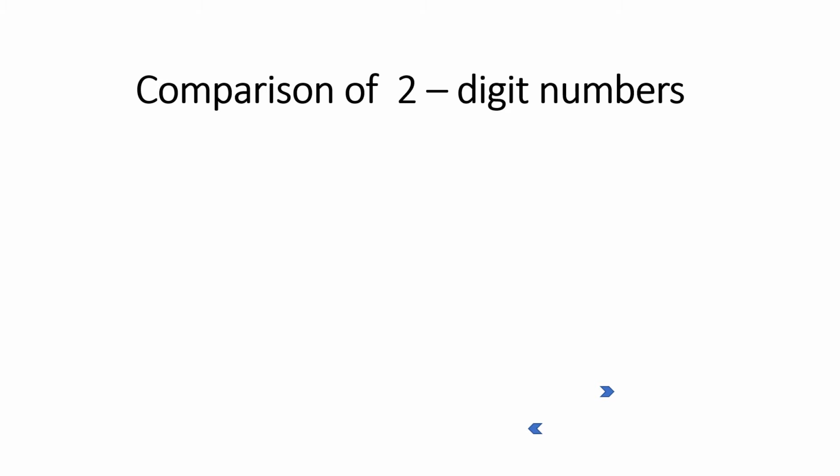Dear students, now we are going to learn how to compare two-digit numbers. So we know that we have learned from 1 to 99. That is the largest possible two-digit number. So we are going to compare two different two-digit numbers and how we can find which one is bigger, which one is smaller.